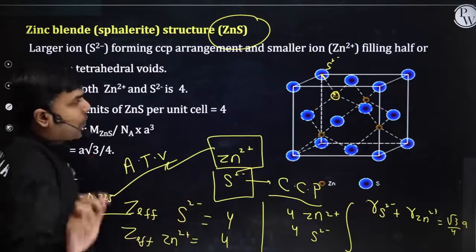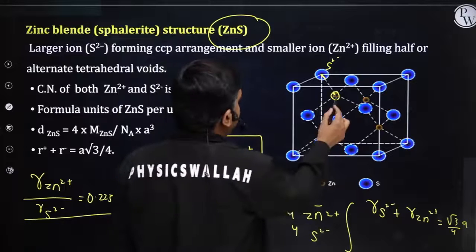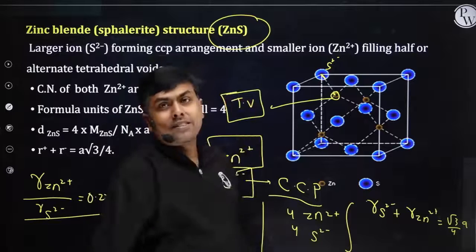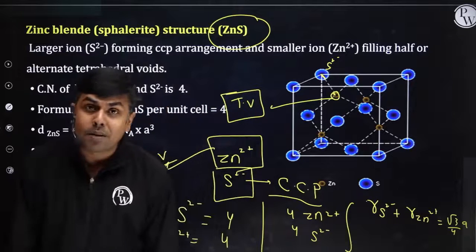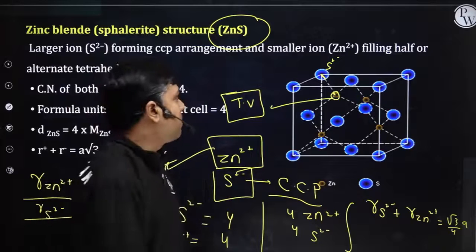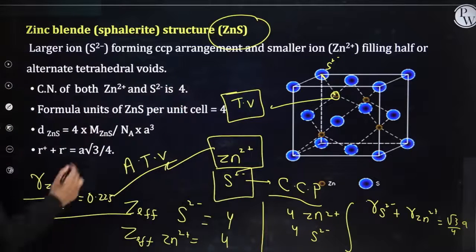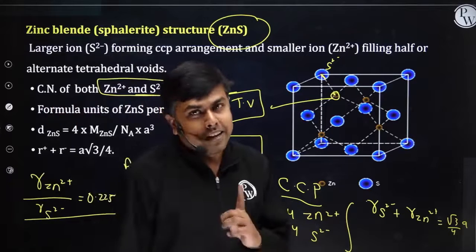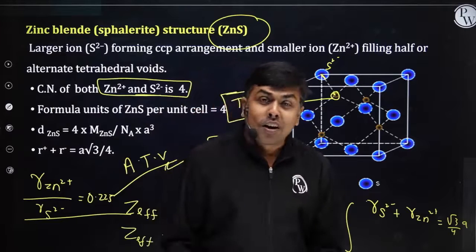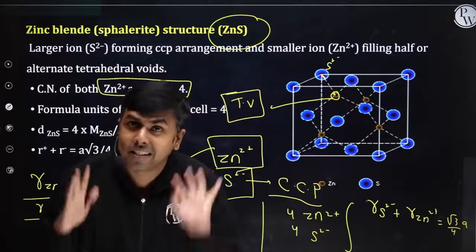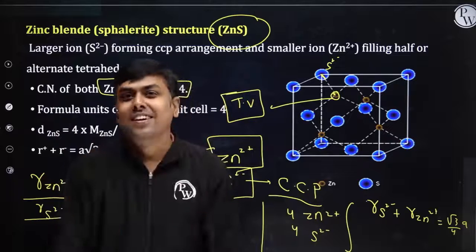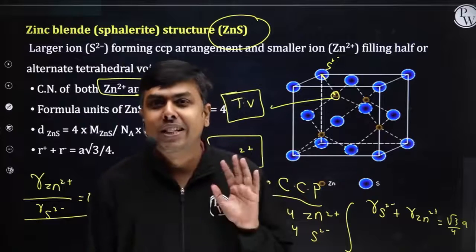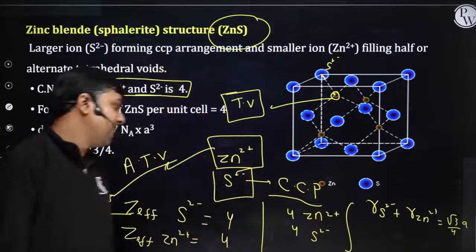One most important point, coordination number. Zinc plus 2 is placed in tetrahedral void, and if zinc plus 2 is placed in tetrahedral void, it will be surrounded by 4 anions. So coordination number of Zn plus 2 is 4. Coordination number of sulfide ions is also 4. Student, if Z effective ratio is 1:1, coordination number of both cation and anion will be same. Am I clear? So if coordination number of cation is 4, the coordination number of anion has to be 4 only. Is this clear? Let's move ahead.